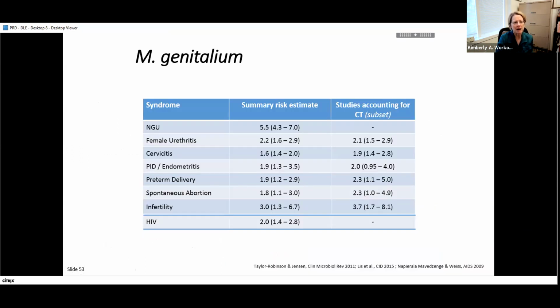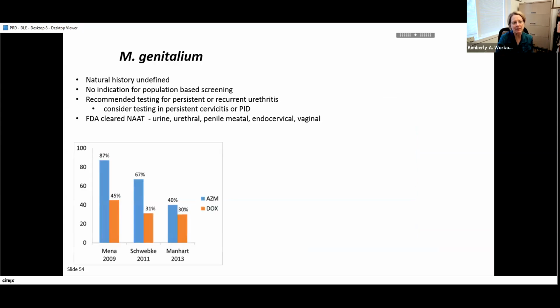Next, I want to turn very quickly to Mycoplasma genitalium, which causes about 25% of non-gonococcal urethritis. We have some emerging data, and more data in women, on its association with HIV acquisition. The problem with this organism, again, is that the natural history is undefined. We don't really have any indication for population-based screening. So testing is really recommended at this point for persistent urethritis and recurrent urethritis, and you can consider testing in those who have persistent cervicitis or PID.